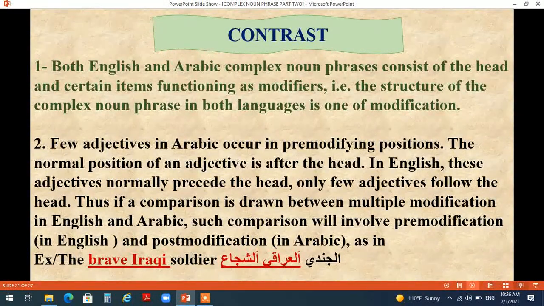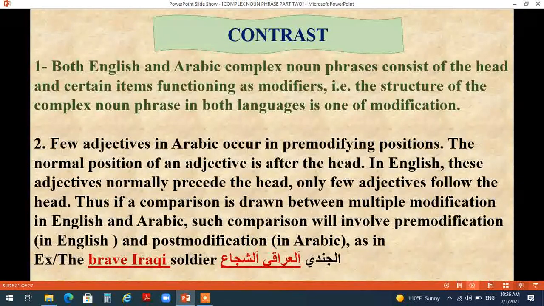لاحظوا مثلا حتى نطبق ما قلنا باستخدام مثال بسيط جدا the brave Iraqi soldier. نلاحظ هنا in this complex noun phrase in English the head noun is the word soldier which has been pre-modified by using two adjectives brave plus Iraqi. إذا هنا عندي pre-modification by using adjectives.